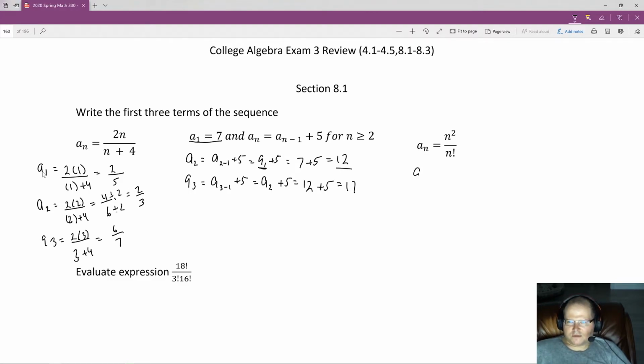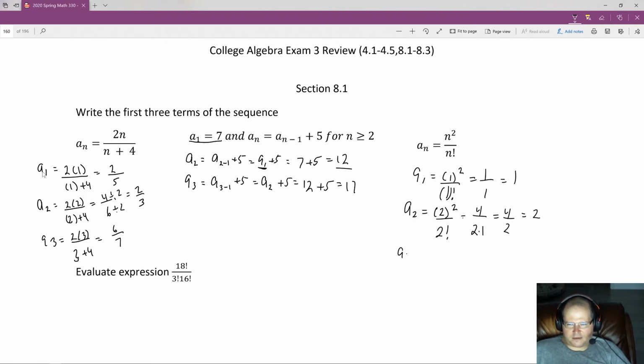The next one we're looking for the first one in the sequence. Wherever we see an n, we plug in a 1. 1 squared is 1, over 1 factorial is 1. 1 divided by 1 is 1. Now we're looking for the second one in the sequence. So wherever we see an n, we plug in a 2, which gives me 2 squared over 2 factorial, which would be 2 times 2 is 4, over 2 factorial, which is 2 times 1, which is just 2. 4 divided by 2 is 2.